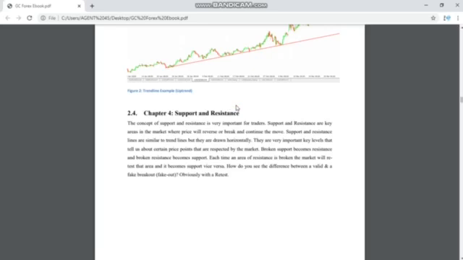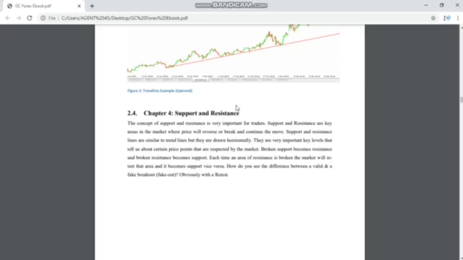Support and resistance lines are similar to trend lines, but they are drawn horizontally. They are very important key levels that tell us about a certain price point that is respected by the market. Broken support becomes resistance, and broken resistance becomes support. Each time an area of resistance is broken, the market will retest that area and it becomes support, and vice versa.